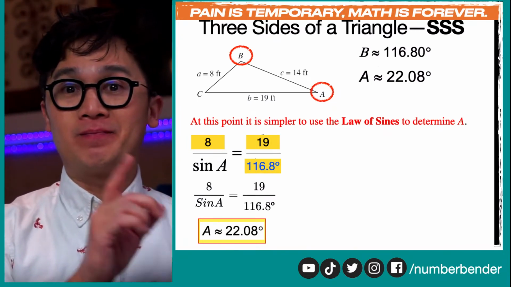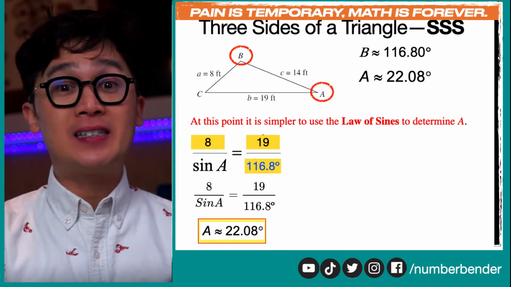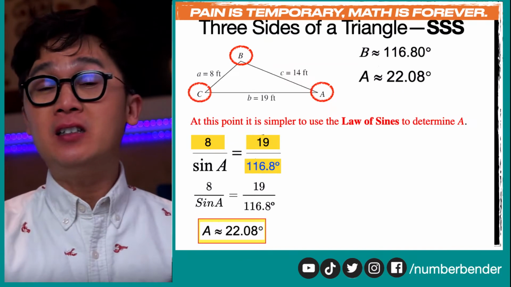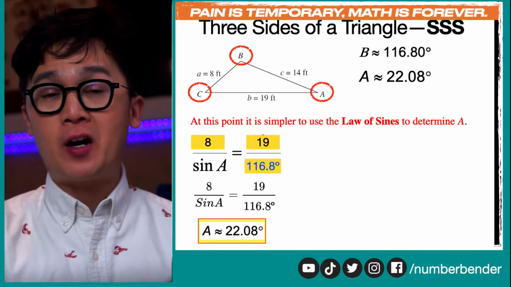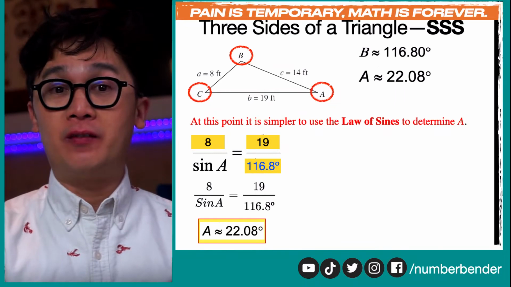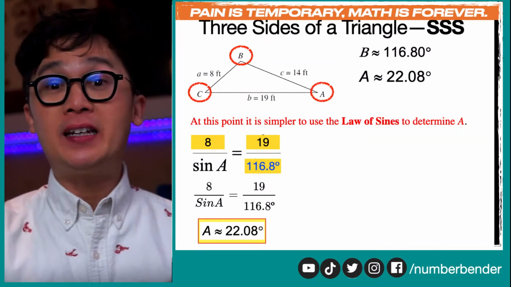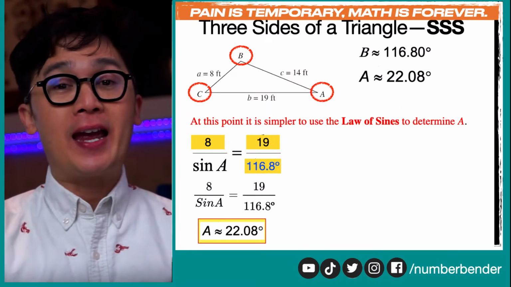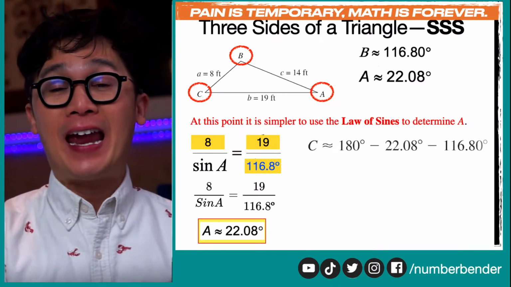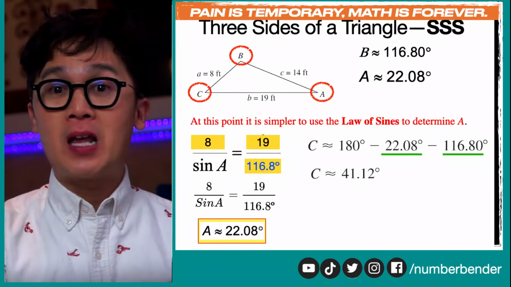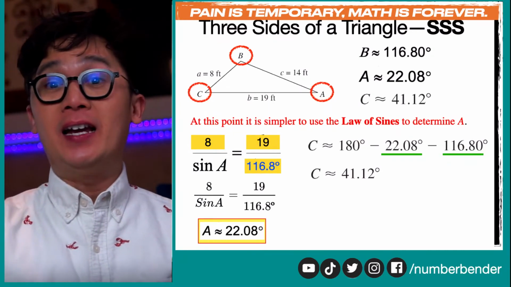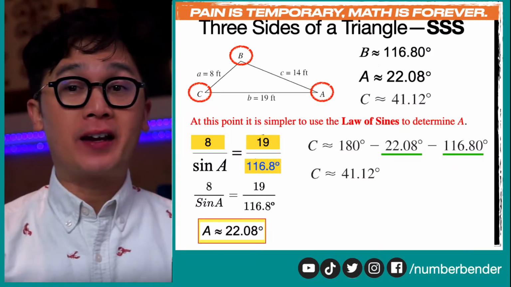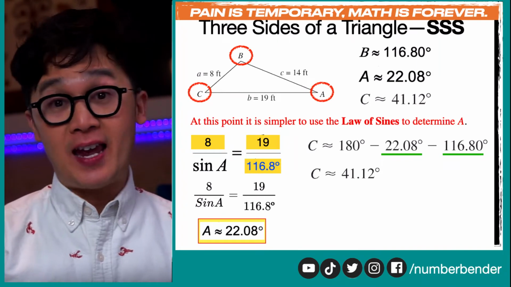And by using the law of sines, we're able to find the second angle in our oblique triangle. So all we need to do is figure out a way to find angle C, which is the easiest angle to find because we know that the sum of the interior angles of any triangle is equal to 180 degrees. So all we need to do is add 116.8 and 22.08 and subtract it from 180, and we'll get angle C, which is equal to 41.12 degrees. And that is how we use the law of cosines given an oblique triangle with the case SSS.